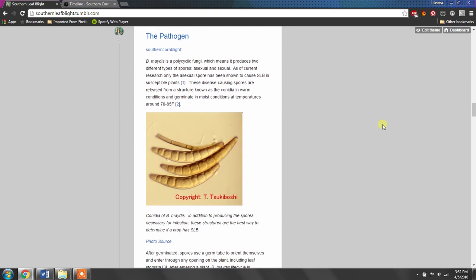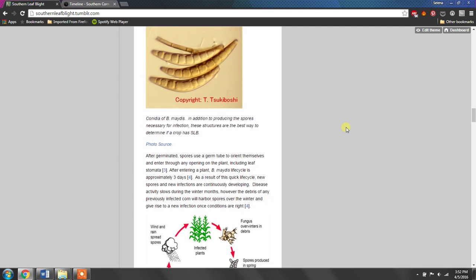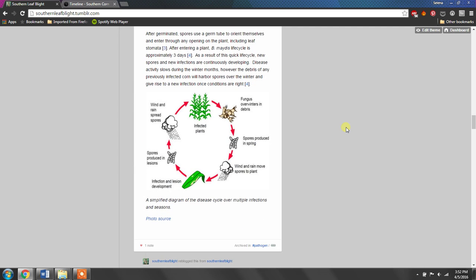And as we mentioned earlier, the pathogen is Bipolaris maydis. And being polycyclic, it actually has two stages, asexual and sexual spore production. The asexual spores are produced in conidia, and they are released in warm temperatures, and they germinate in conditions of about 70 to 85 degrees Fahrenheit with some humidity and moisture. And these spores can actually be spread by wind or rain, which gives them a shallow disease gradient and also allows for the spread of the spores over large areas.